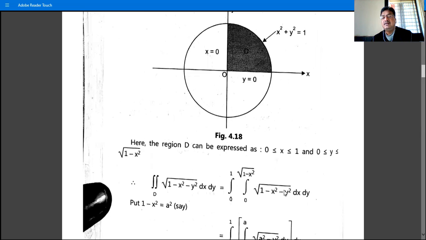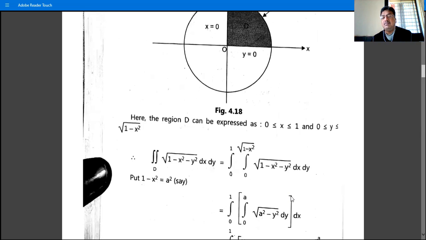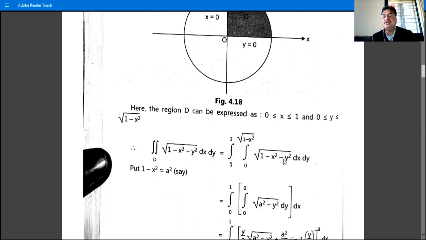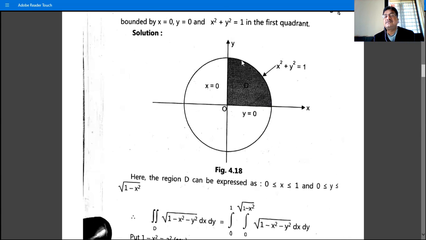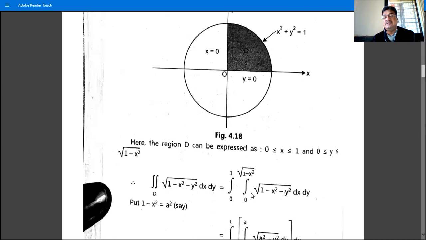So in order to integrate with respect to y first, here we write first dy and then dx. That is, integration is with respect to y first. So take a strip parallel to the y axis. Suppose this is the strip. One end touches y equal to 0, and the other end touches this circle. Then the value of y is root 1 minus x square, which is the upper limit.